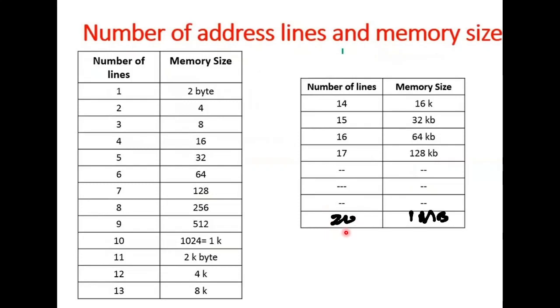That's why particularly I am telling, if I have 20 wires, then the memory size will be 1 megabyte. So 1 MB memory size will be there. These 20 wires will be able to access these 1 MB memory locations, right?